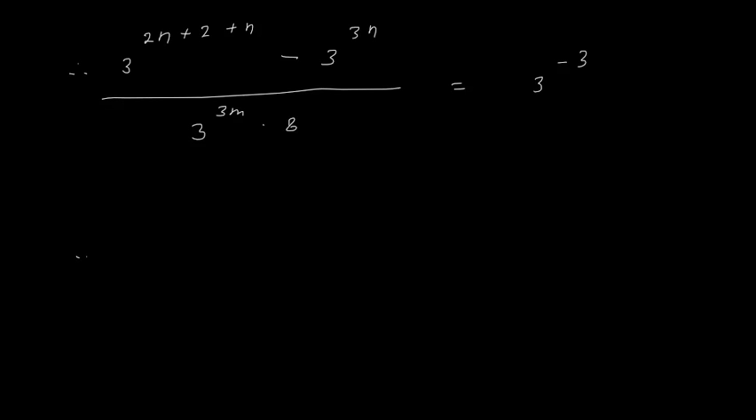So therefore I have 3 power, now this is 3n plus 2 minus 3 power 3n whole divided by, this is 3 power 3m into 8 is equals to, here it is 3 power minus 3.